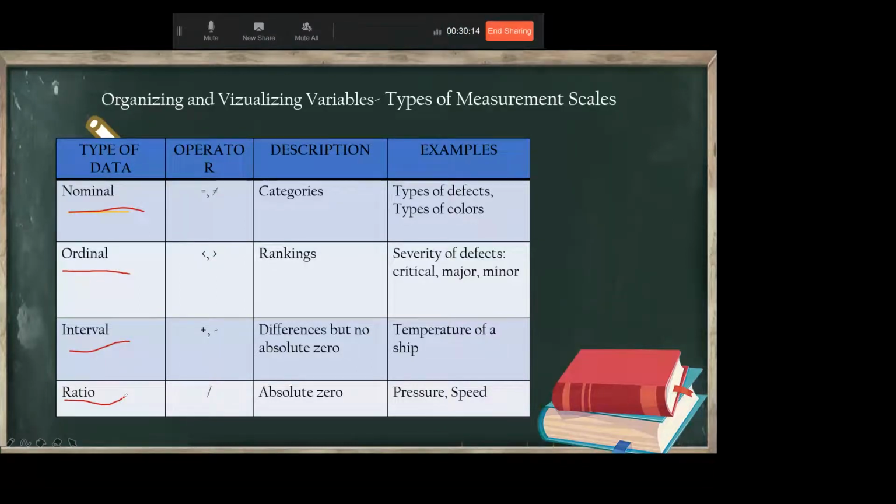For example, you are different than another student, right? You have a different student ID. He or she has a different student ID. So that's nominal. It just differentiates the data. And it's a type of qualitative. So these two are the qualitative data, and these two are quantitative, right?